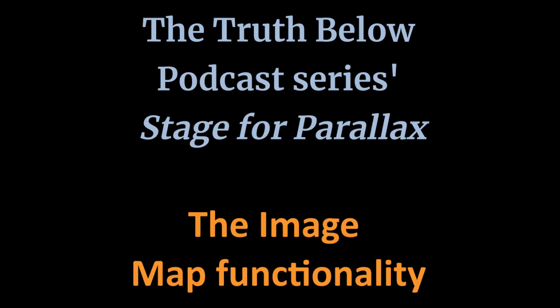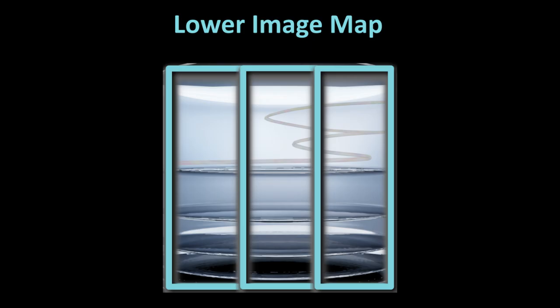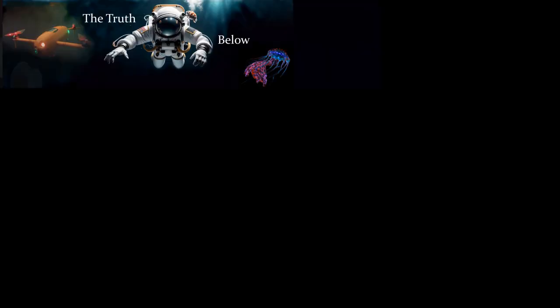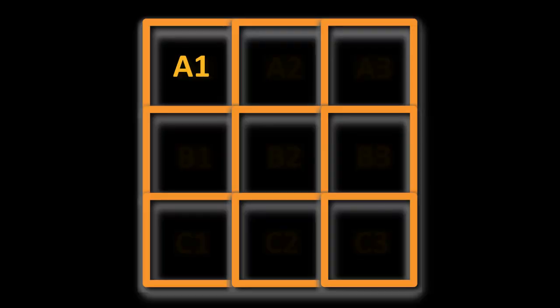Welcome to TTB's Stage 4 Parallax run-through of the matrix image maps: the 3x3 on the upper one and the 3 columns on the lower one. By the end of this video, one will find answers to website performances when it comes to device DPU and user maximums. Now let's get to it and start out by emphasizing on A1.